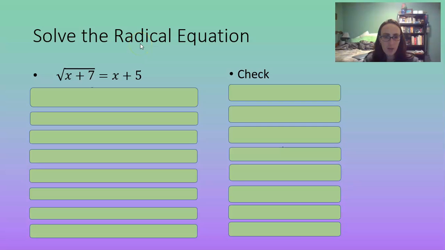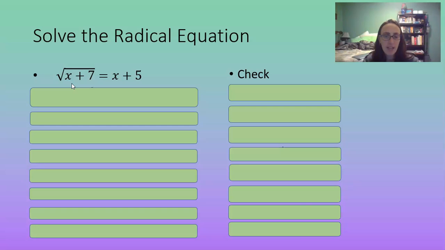Solve the radical equation. Square root of x plus 7 equals x plus 5. Anytime I'm solving a radical equation, I want to try to get it so I have nothing but the radical on one side of the equal sign, which is what I have here.